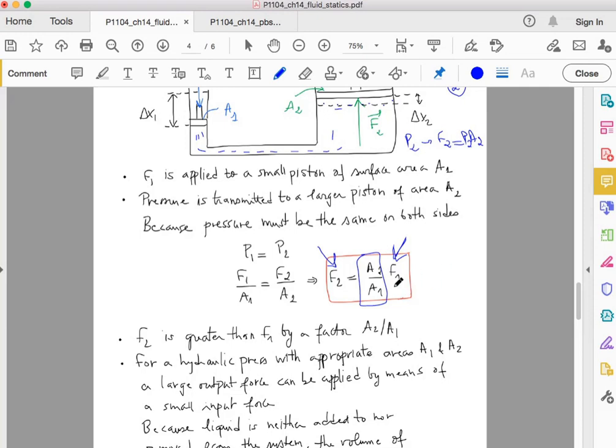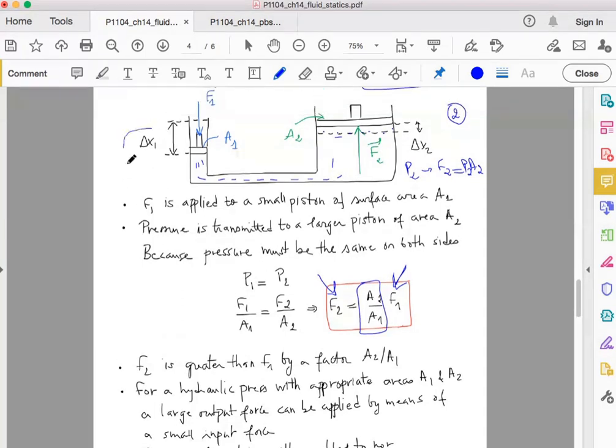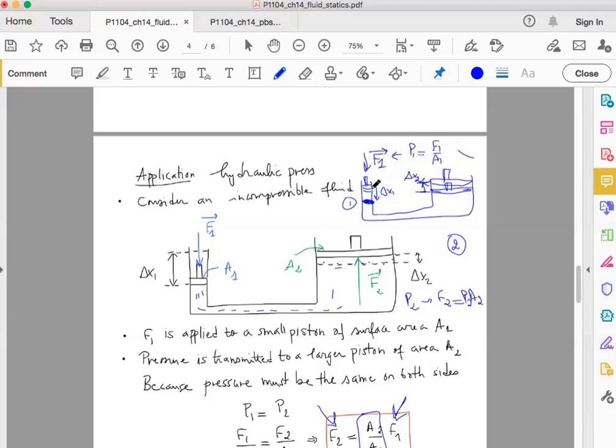Now we can also relate, instead of relating F1 and F2 to the cross-sectional areas A, we can relate them to the displacements delta x1 and delta x2. How can we relate them? I will tell you. Here we said that the volume of fluid displaced on this side, the distance delta x1, this vertical displacement, is practically the same amount of fluid that moved on the other side, delta x2, because this container is completely closed and you don't have any liquid added to or removed from the system. So definitely V1 is equal to V2.